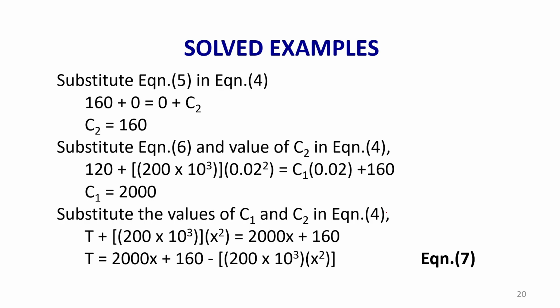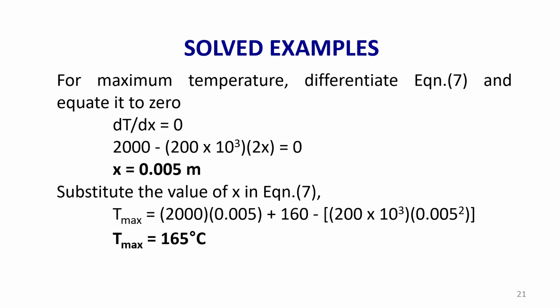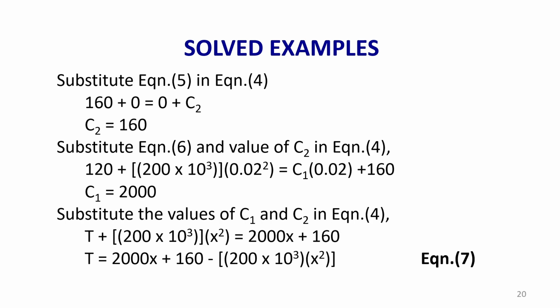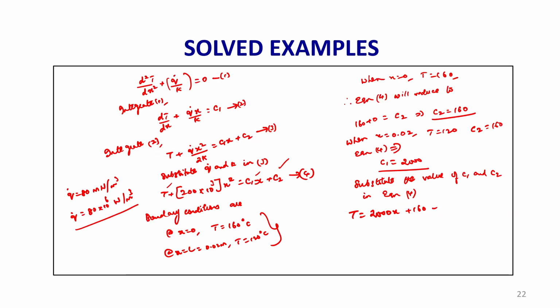So, t equal to 2000 x plus 160 minus 200 into 10 power 3 into x square. So, differentiate this equation dt with respect to x and equate to 0. So, you get the maximum.